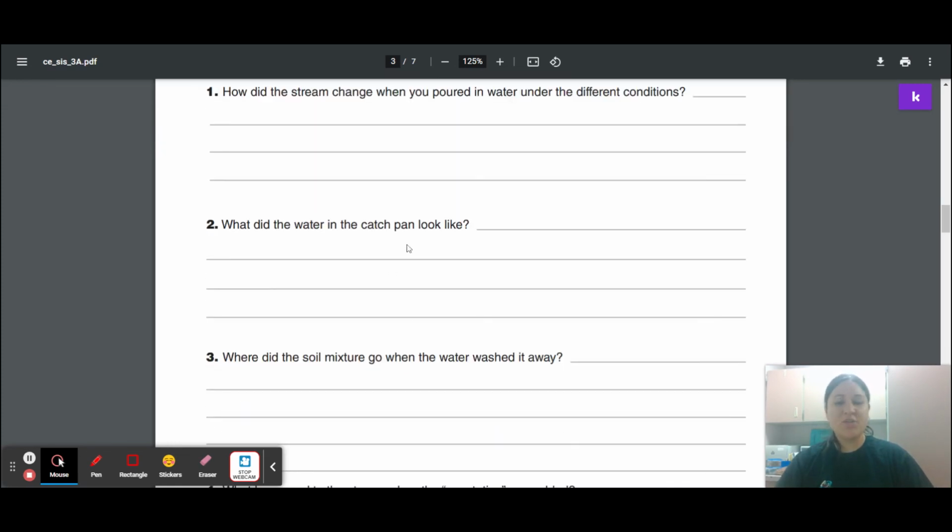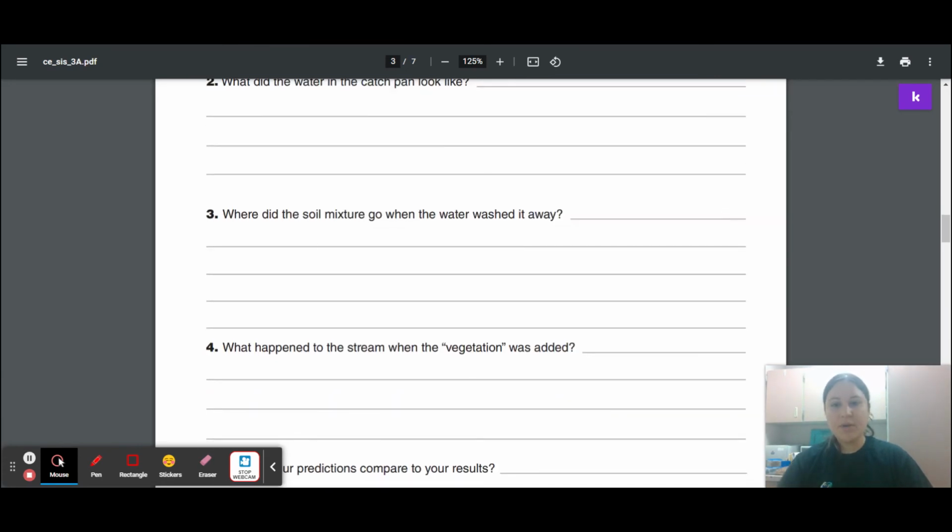What did the water in the catch pan look like? So try to remember what it looked like at the bottom. Number 3, where did the soil mixture go when the water washed it away? So when it picked up bits and pieces, where did it go?